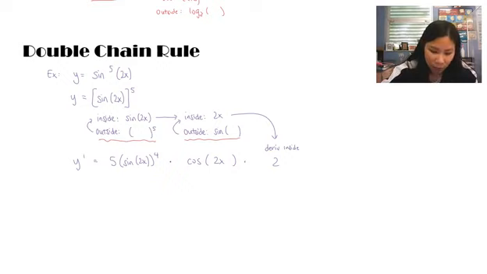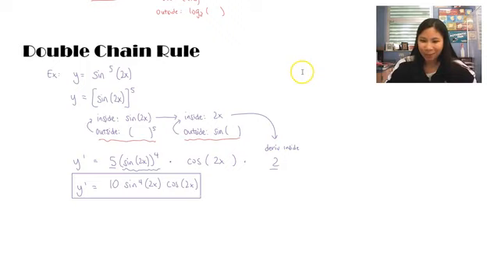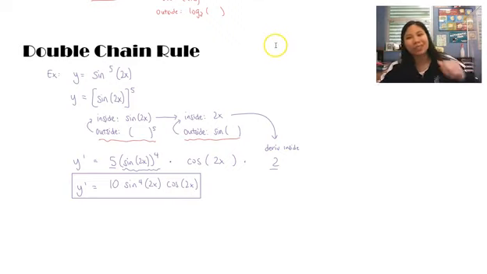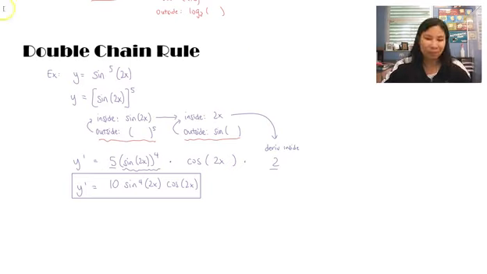So my final answer, after simplifying and multiplying all my stuff out, is going to end up being 10, because I can multiply the 5 and the 2 together, sine to the 4th of 2x, because that's this part here rewritten nicely, times cosine of 2x. And that's the double chain rule. It's not crazy. We're not doing anything too complicated. You just got to add that extra step in where we find one more outside inside. Let's do another one just in case.